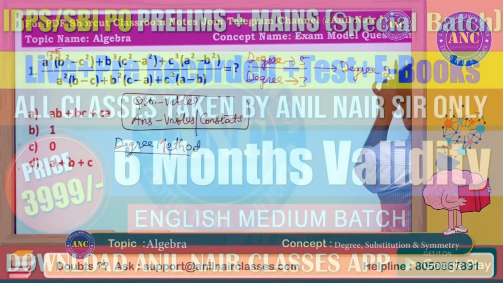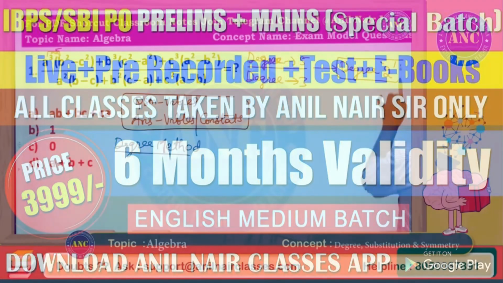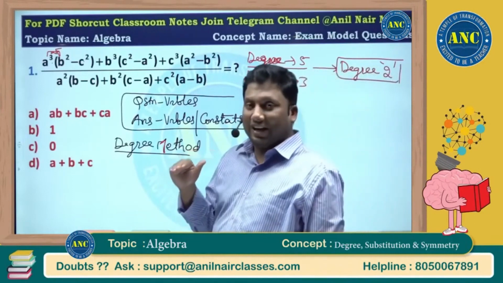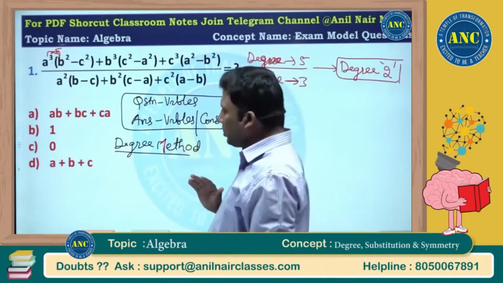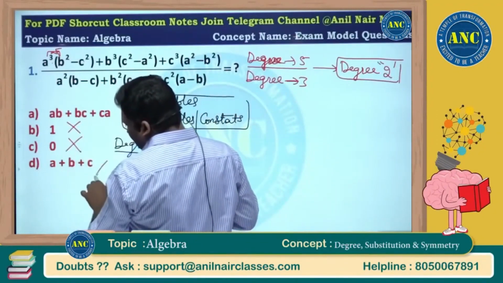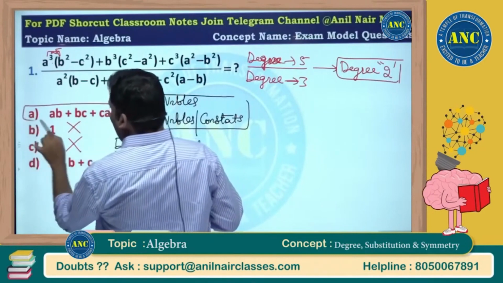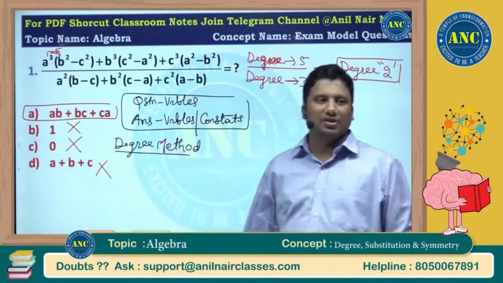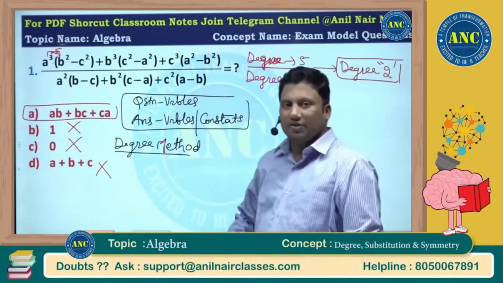Check if there is more than one answer option with degree 2. If there is more than one answer option with degree 2, then we will get into the substitution method. Here it is degree 0, degree 0, degree 1. So for degree 2, only one answer option is there. So therefore option A is the first option.